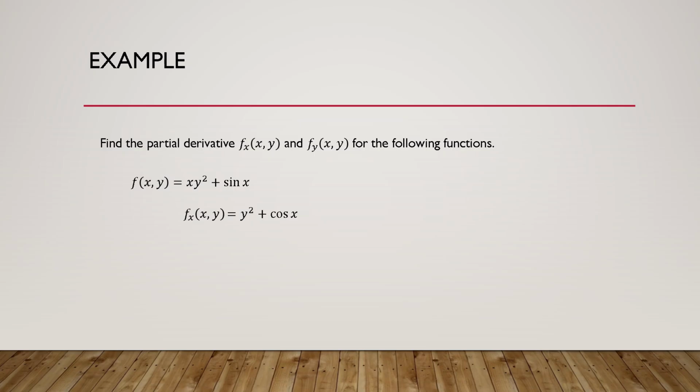To find the partial derivative with respect to y, we treat x as a constant and take the derivative of the y components of each term. The partial derivative with respect to y is 2xy.